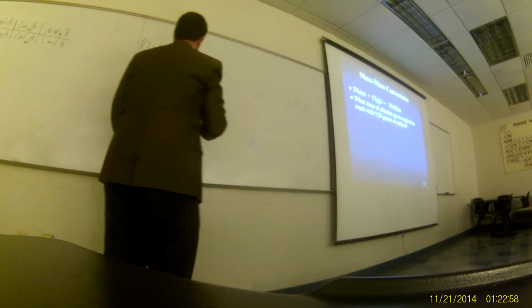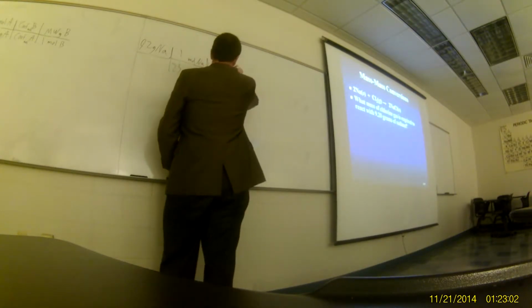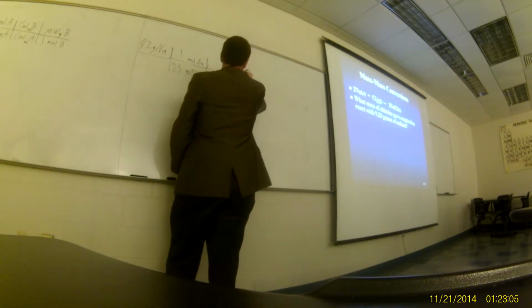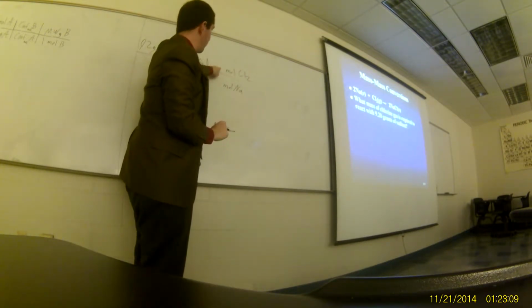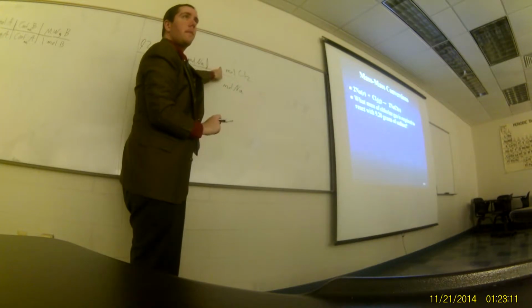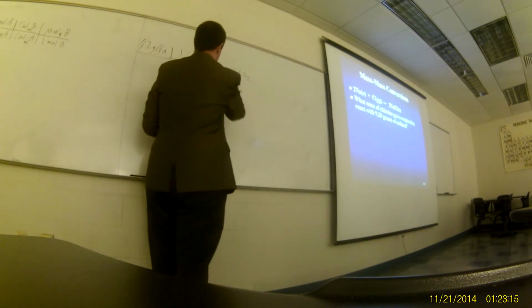23 grams of sodium. Now I've got moles of sodium to moles of chlorine. What number goes here? 1. Chlorine is a 1. Sodium is a 2.